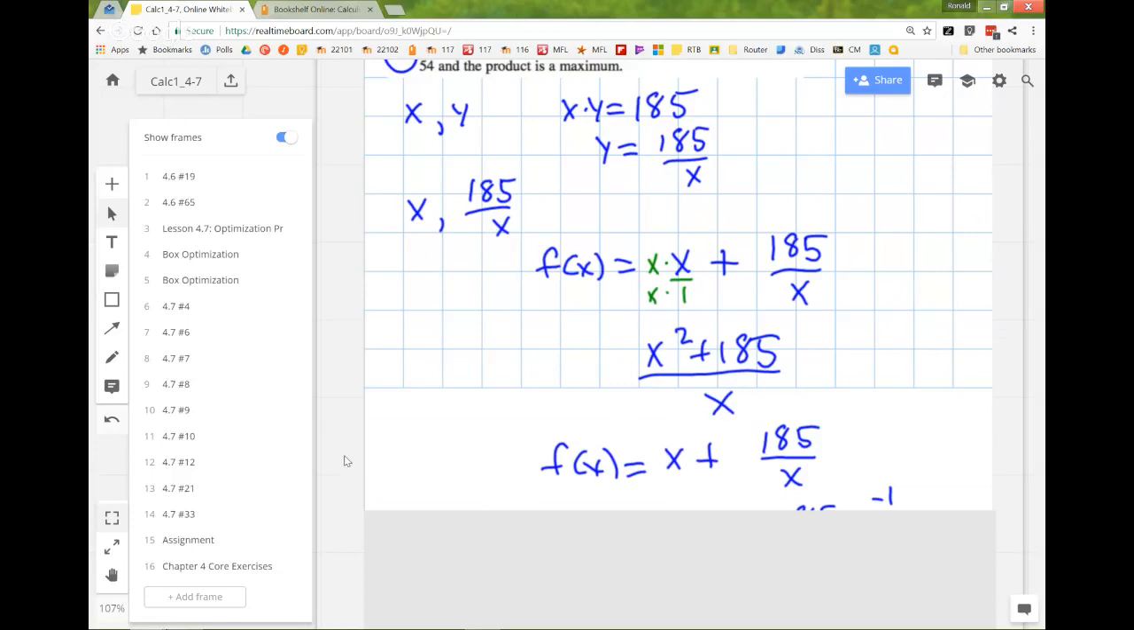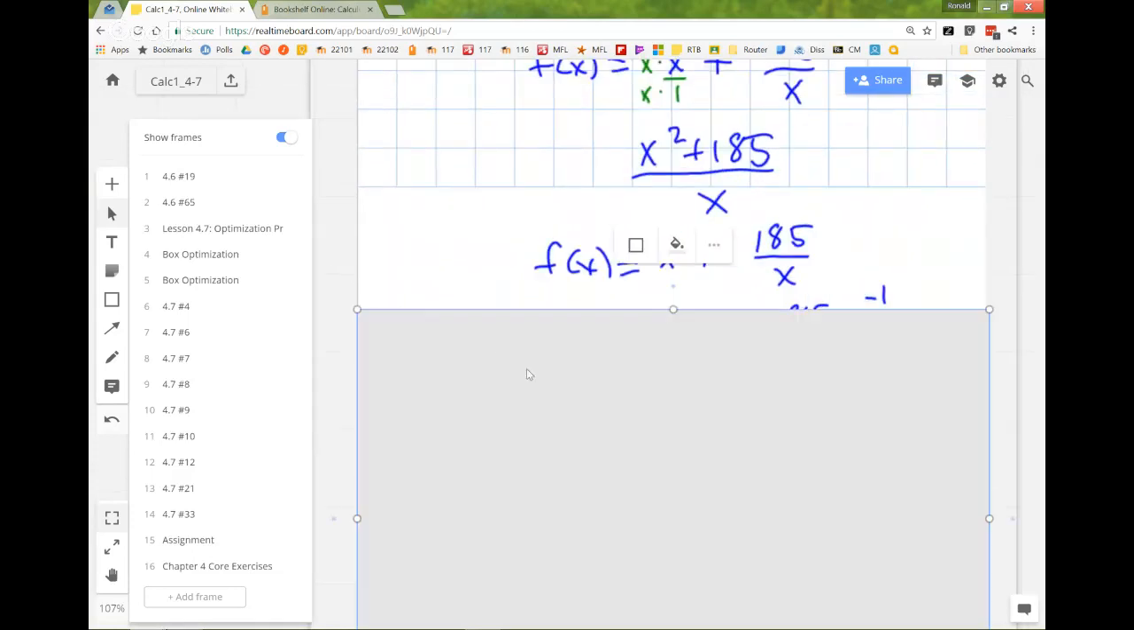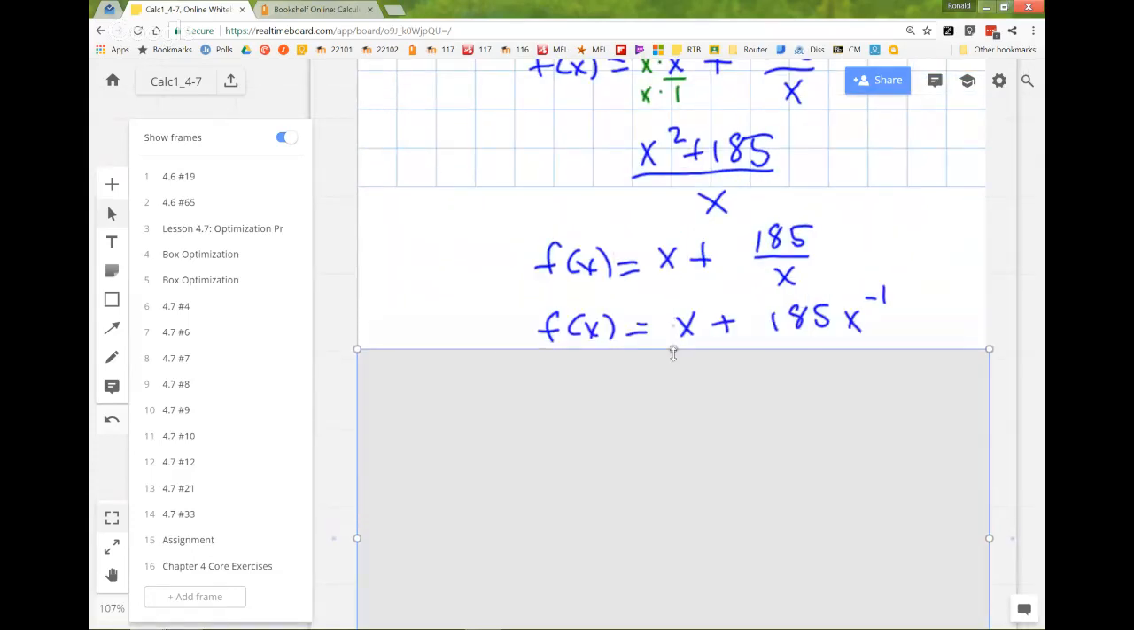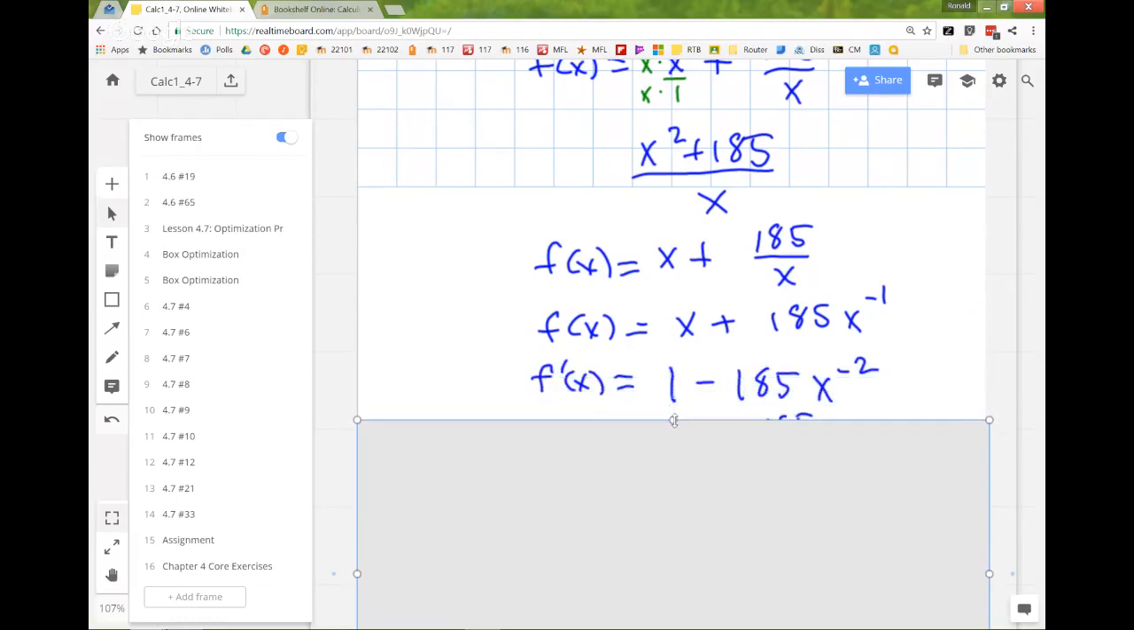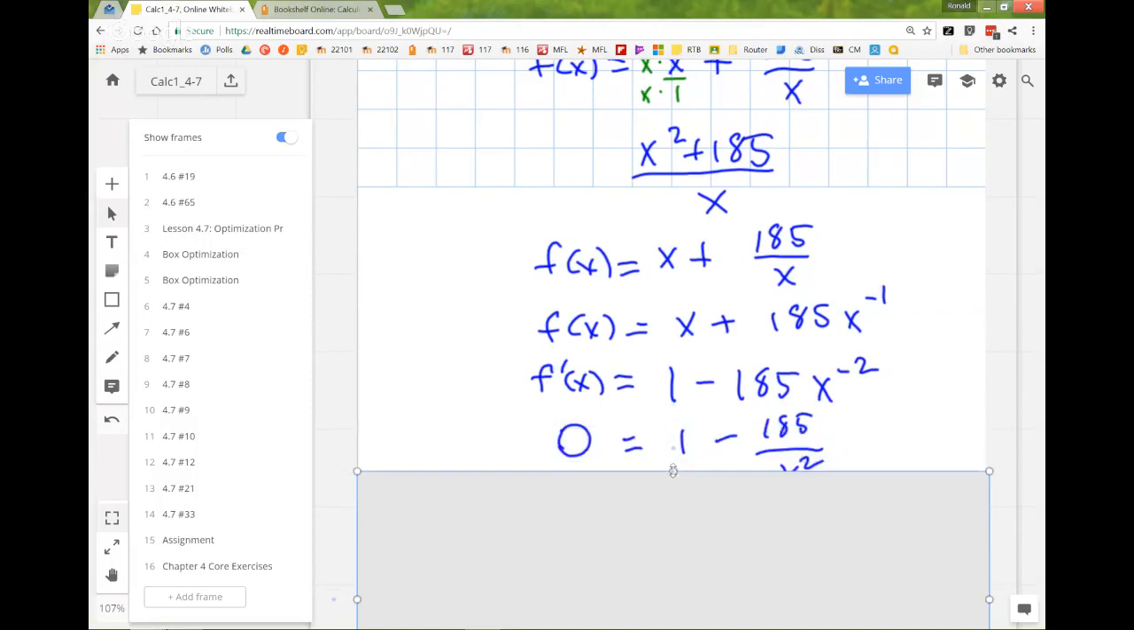Take the derivative. First I rewrote 185 over x as 185x to the negative 1 power. Derivative of x is 1. And then use the power rule on the second part. Negative 2 times negative 1 is plus.